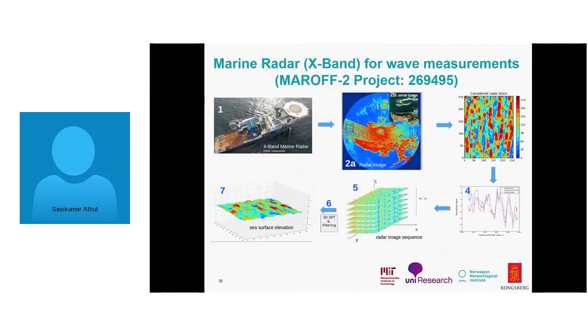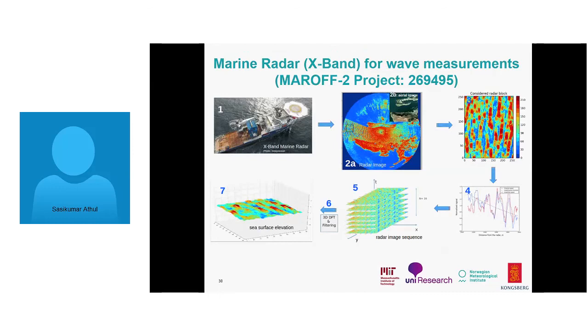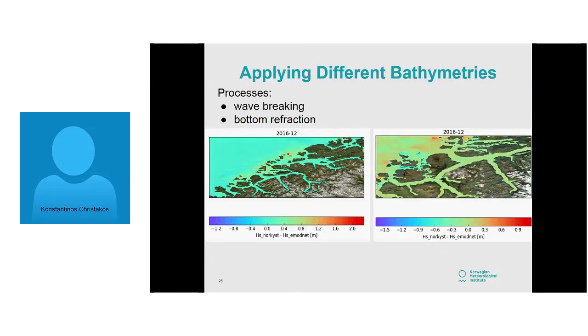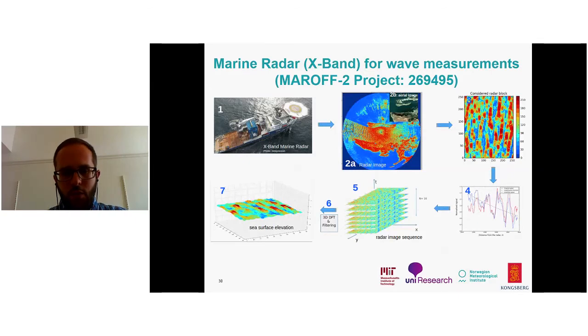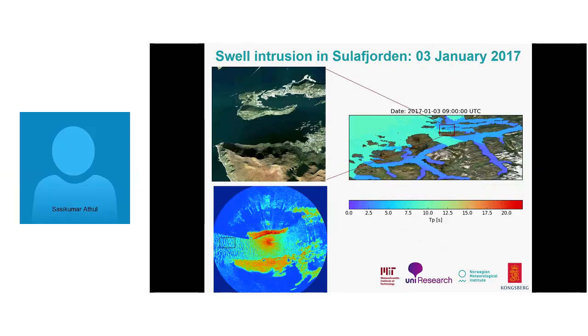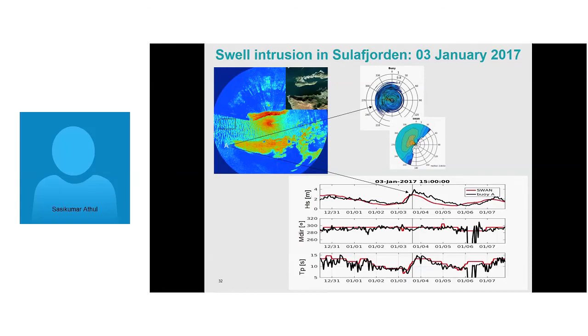That comparison that you made between SWAN and the measurements, for the swell intrusion in Sulafjorden, for a particular date or particular month. So I'm assuming you compared the SWAN results and the wave buoys only for the swell waves, right? What was your input here in SWAN?